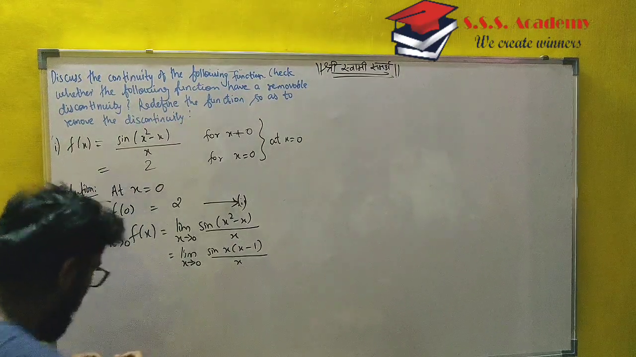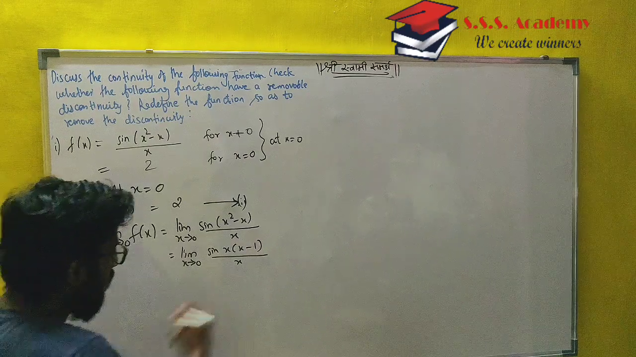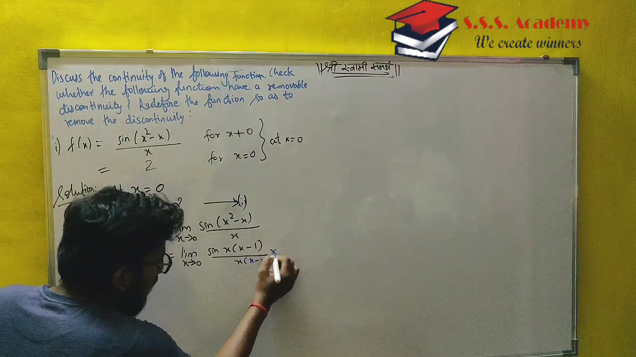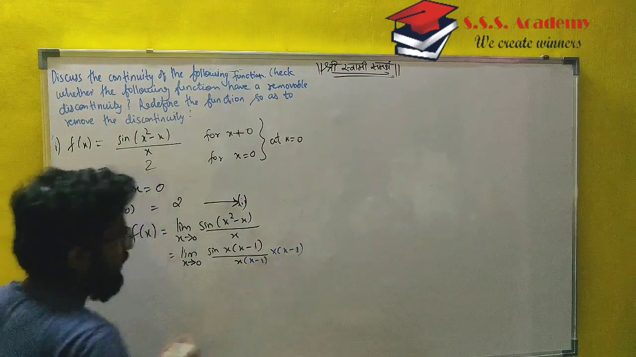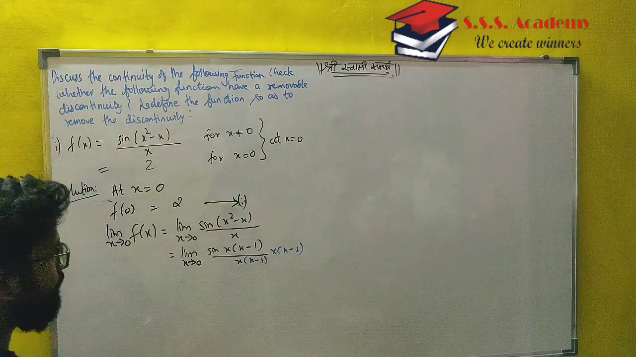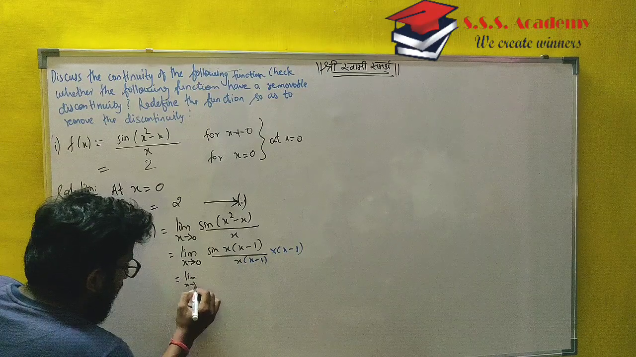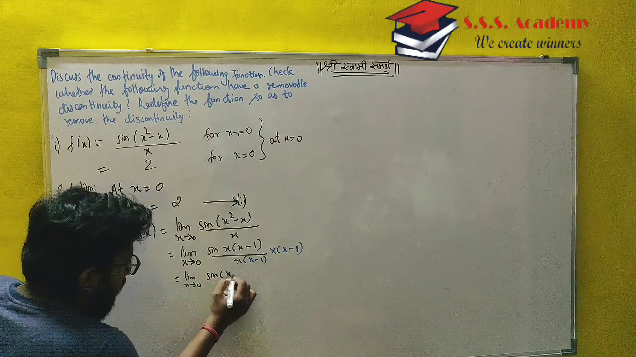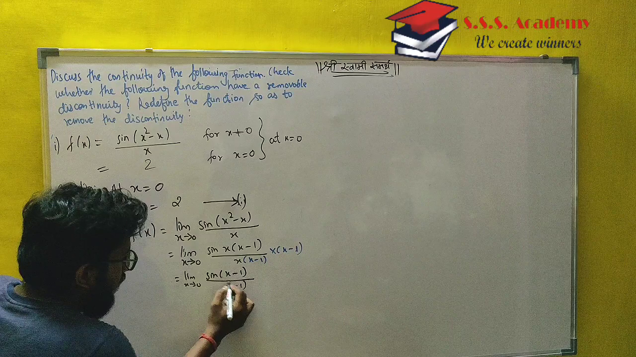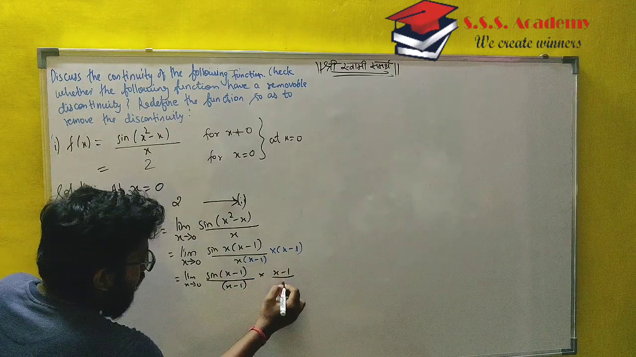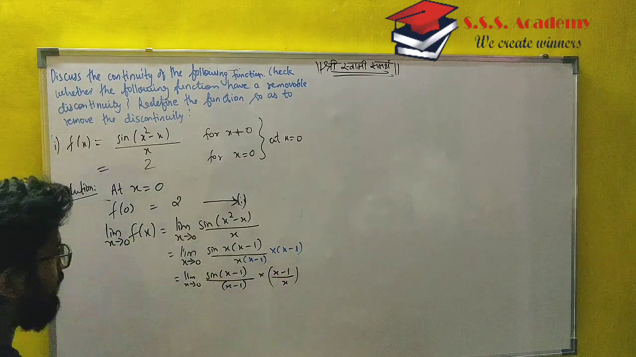So what are we going to do over here? We are going to multiply by x minus 1 and divide by x minus 1, and we'll apply the limit to it. So that is limit x tends to 0 of sine of (x minus 1) upon (x minus 1), and over here, x minus 1 upon x.